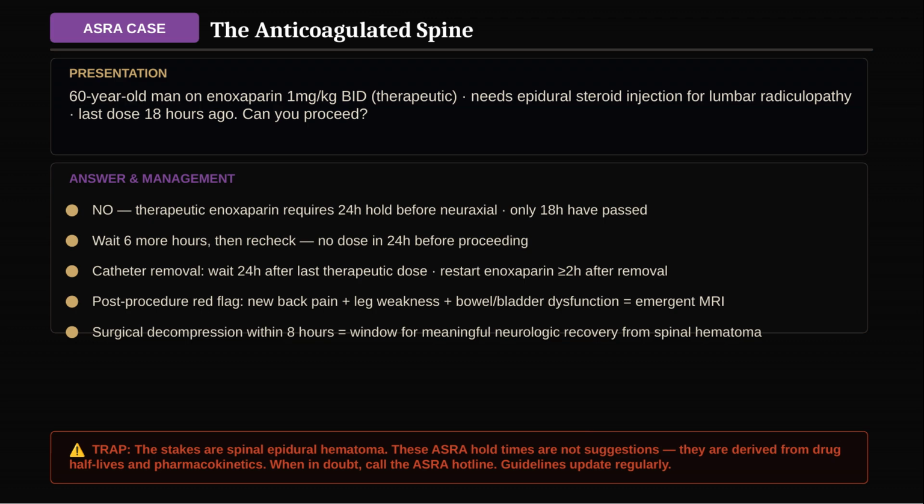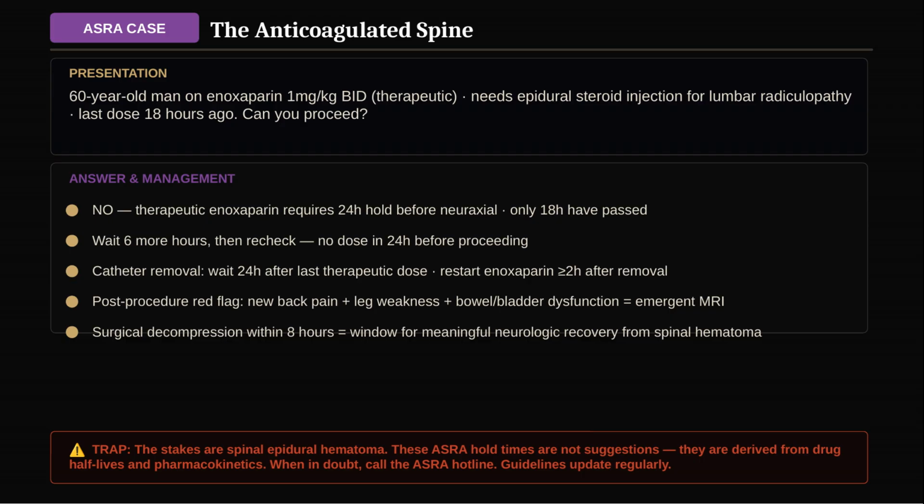For catheter removal, wait 24 hours after the last therapeutic dose before pulling the catheter, and do not restart enoxaparin for at least 2 hours after removal. The stakes: spinal epidural hematoma causing cord compression.